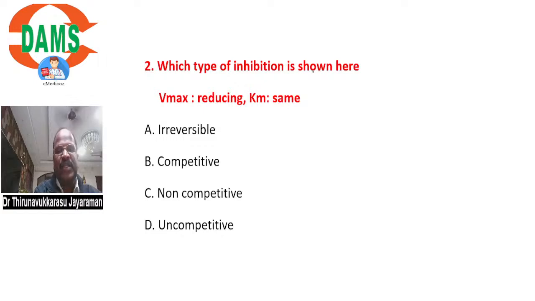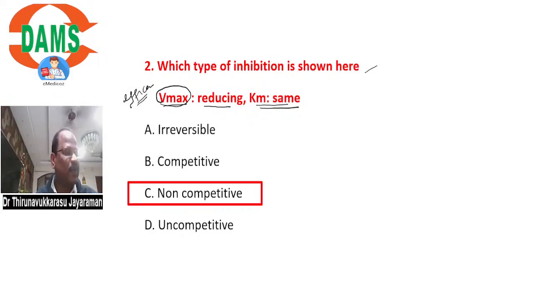Which type of inhibition is shown here? Suppose Vmax is reduced and Km value is the same. What is the type of this curve? The options given are irreversible, competitive, non-competitive antagonism, uncompetitive. What is the answer? For this type of question, Vmax is called efficacy. Good, non-competitive antagonism. Good. I will explain this question with a graph.